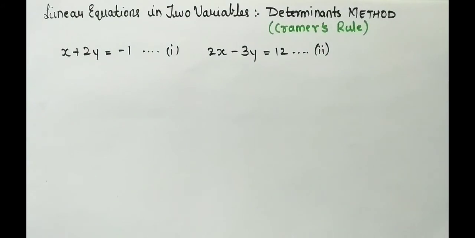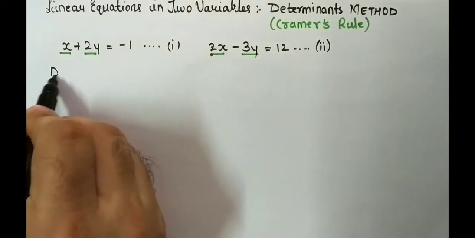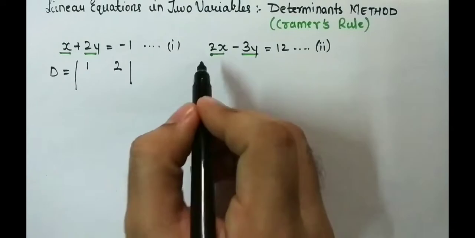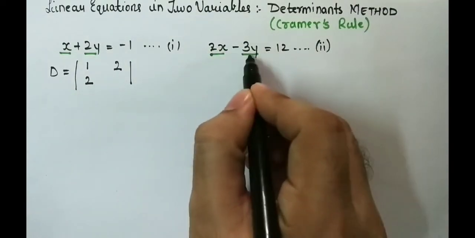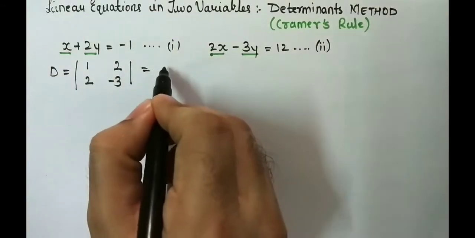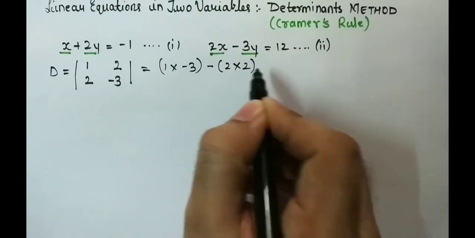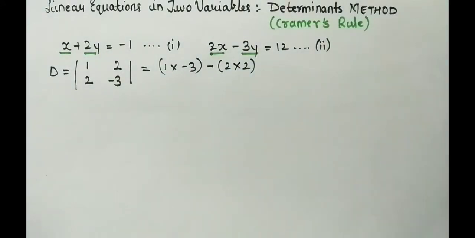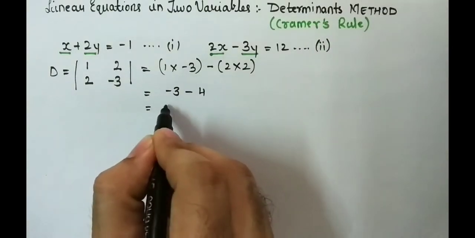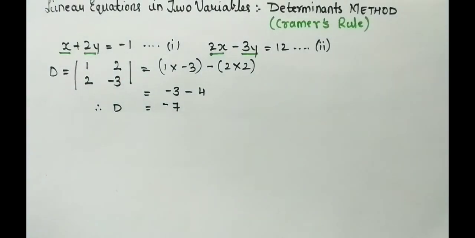Now I have to write the coefficients of these equations along with their signs in determinant form. To do so, I will take D is equal to, in determinants bracket, coefficients of my first equation in line 1 and coefficients of my second equation along with their signs in line 2. Now I have to take the cross multiplied product of my first cross multiplication and subtract the product of my second cross multiplication. This gives me minus 3 minus 4, which gives me the value of D is equal to minus 7.